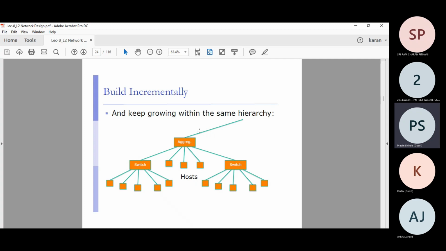See the same, and keep growing within the same hierarchy. So the main ISP fiber link comes into this aggregation switch. That aggregation switch distributes to two other switches, and also that aggregation switch creates three hosts, PC1, PC2, PC3. So in this way, this bandwidth distribution is successfully created and working fine.